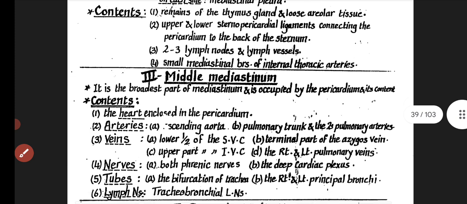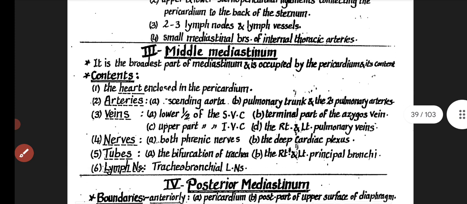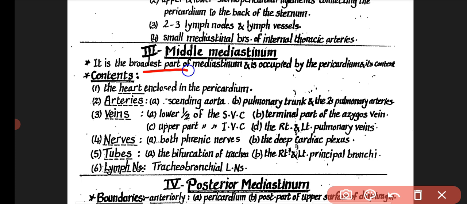Next comes the middle mediastinum. It is important. It is the broadest part of the mediastinum. You can see from here that it occupies the pericardium and its contents. What are the contents? Mainly the heart. The most important content of the middle mediastinum is the heart, which is enclosed by the pericardium.